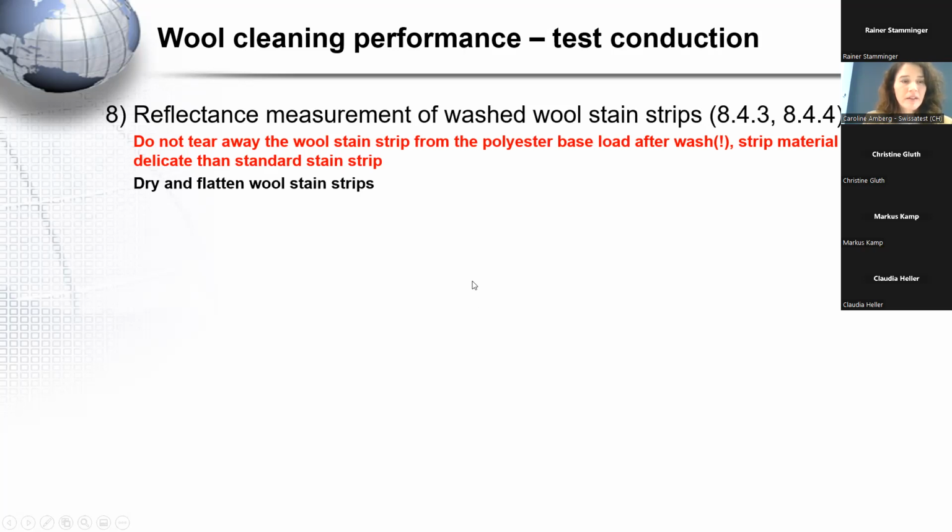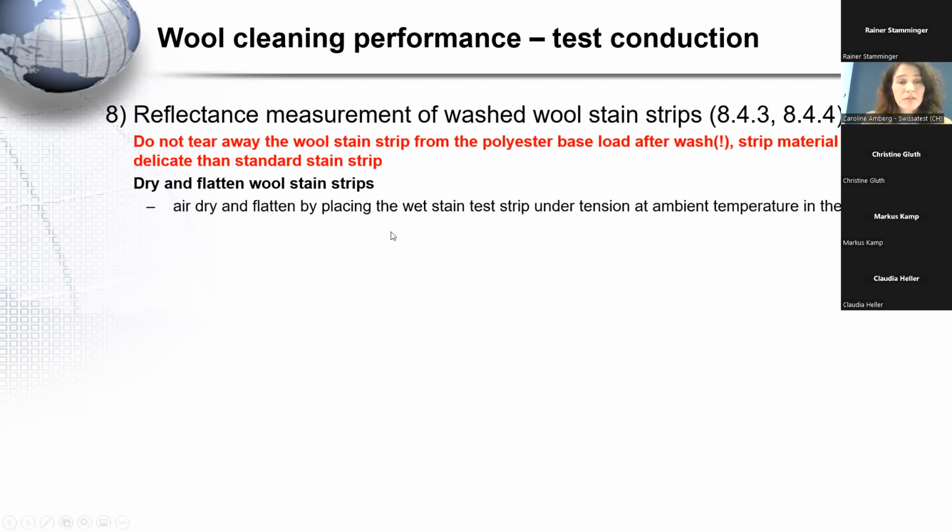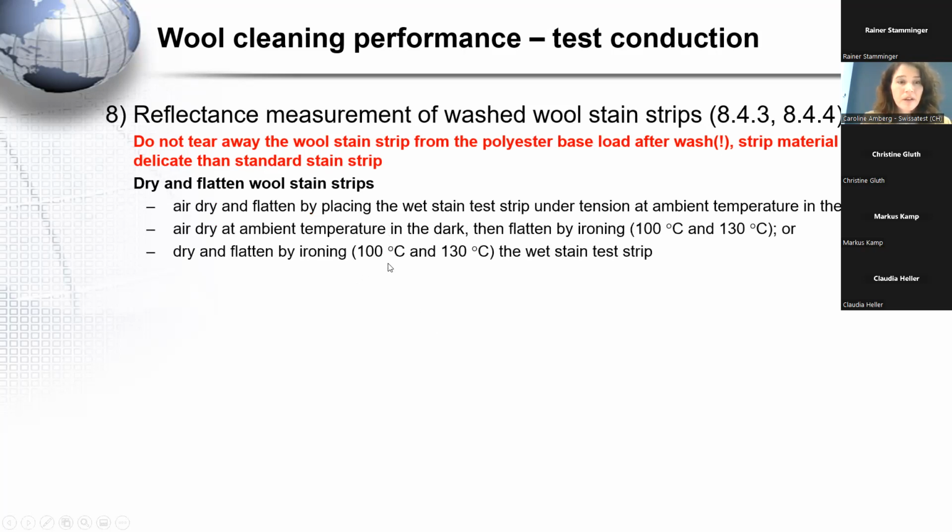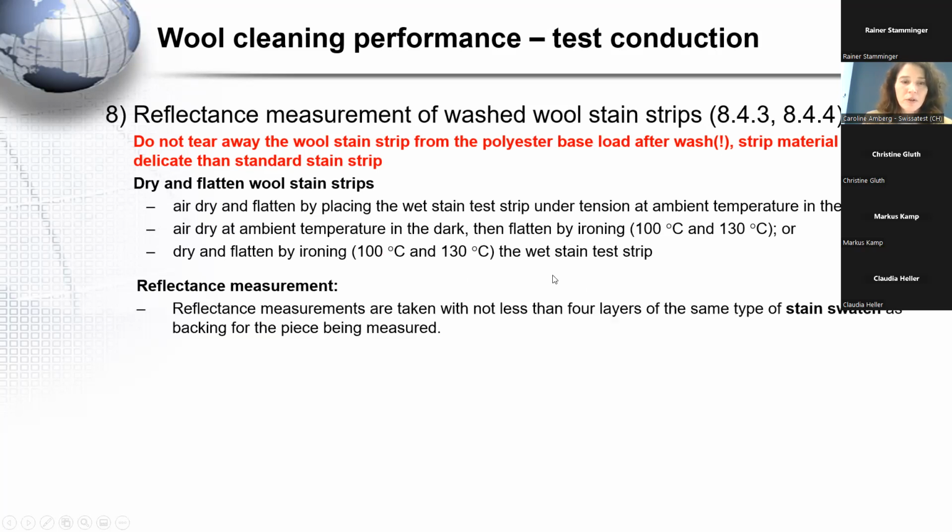And well, the next step, drying and flattening of the wool stain strip, is completely the same as for the standard stain strip. So you have these different possibilities. We normally do air drying at ambient temperature in the dark, and then flatten the strips by ironing. And afterwards measure the reflectance of the washed stain strips.